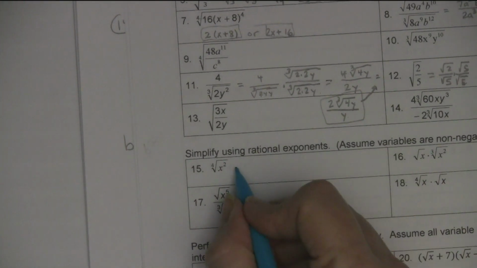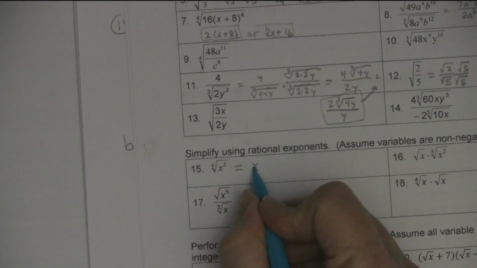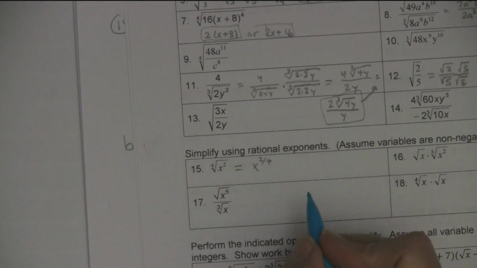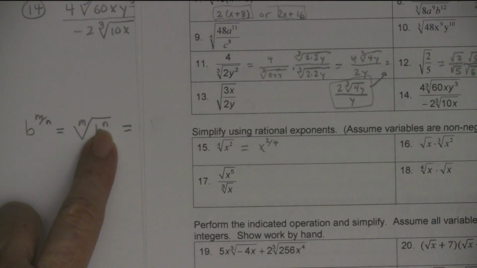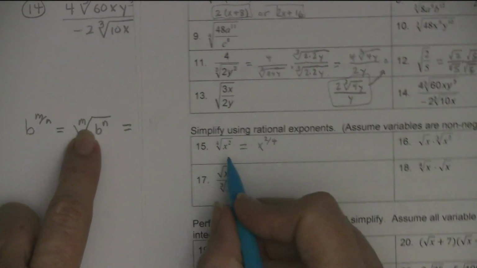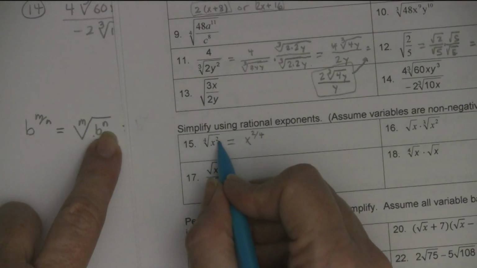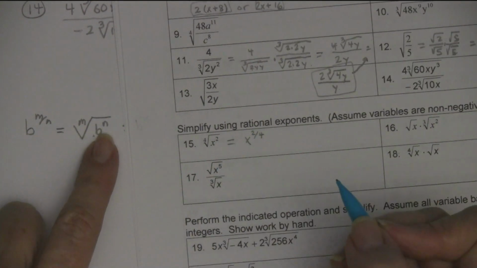So this is x to the 2 divided by 4, right? Just using that property, just following what we have here. M is the 4 and 2 is the n, right? So 2 over 4.